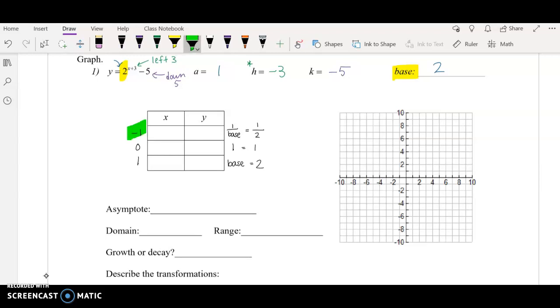So these are things that you're just going to have to remember. These are x values that are normally nice to plug in, and normally you would get 1/2, 1 and 2 back out, or 1 over your base, 1 and your base. And so now, if nothing was transformed, these would be the points that we would graph, and this would be how we actually get our graph. But we are moving things around.